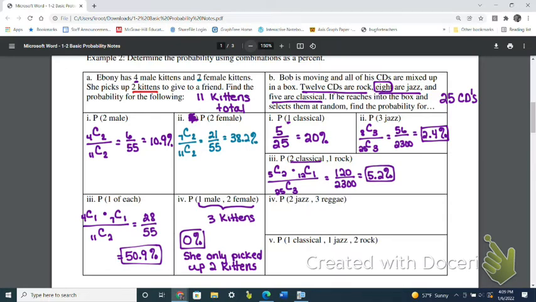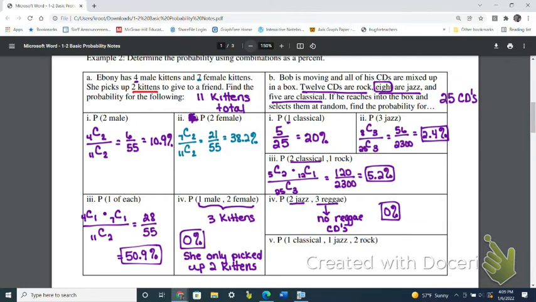Okay, if I go here, 2 jazz, 3 reggae. Well, if I look back up at the top, he didn't have any reggae CDs. So can he choose 3 of them? No. So he has no reggae CDs. Therefore, this probability is 0.